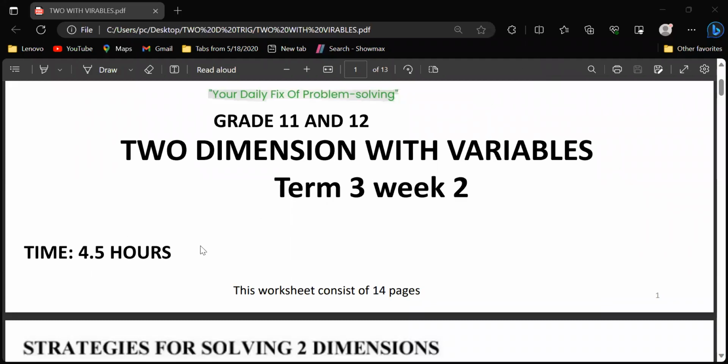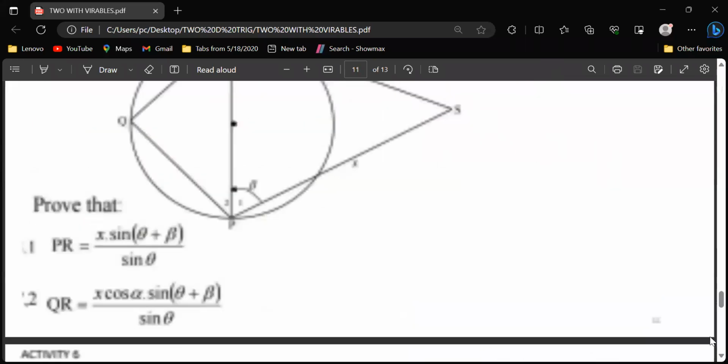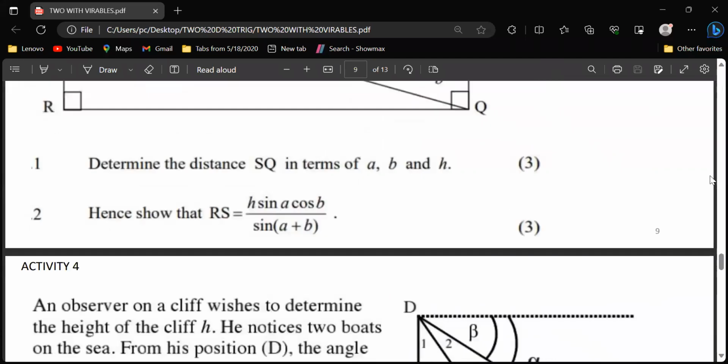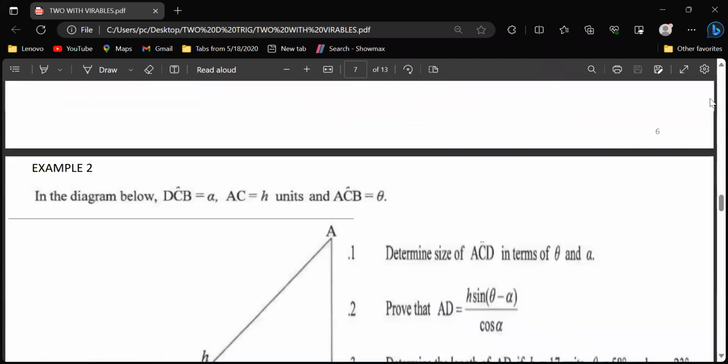And then this is going to be done in the 4.5 hours. So starting from today up until Friday, we're going to be busy with the following worksheet. All in all, it has 7 activities, so we're supposed to do all 7 activities there. So we have 2 examples.